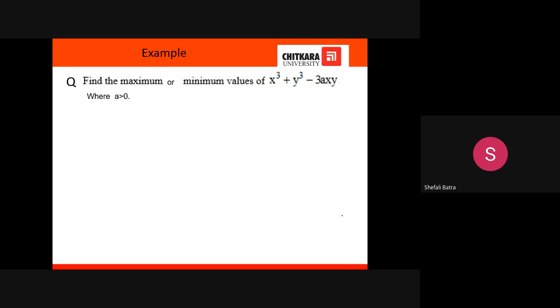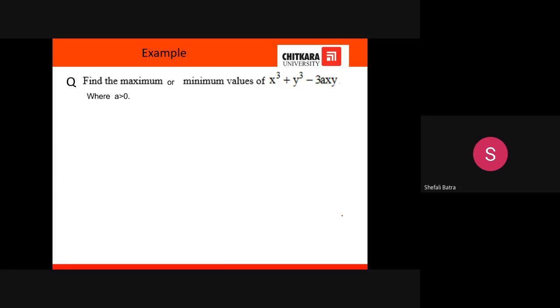Yes, tell me, what will be the first step? Ma'am, u is equal to x cube plus y cube minus 3xy. Yes, then differentiating. Ma'am, critical point: ux is equal to 0 and uy is equal to 0.